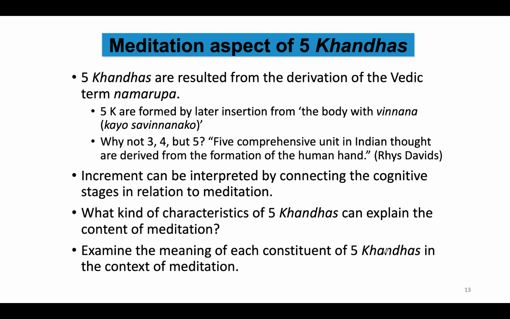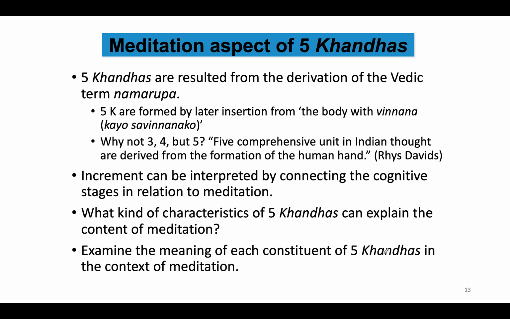In my early talk, the five Khandhas can be categorized into Nama and Rupa. Rhys Davids addressed that the five Khandhas were formed by later insertion from body and Vinnana. Then how did it become five Khandhas? Why do the two entities, Nama and Rupa, develop into five rather than 3, 4, 6, or 7?